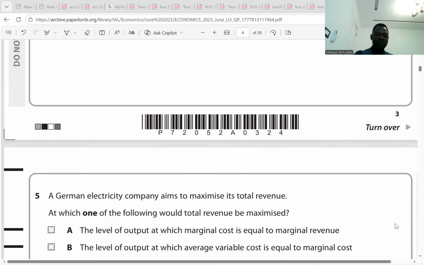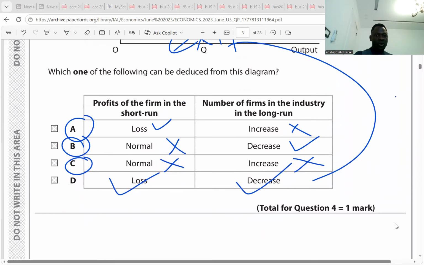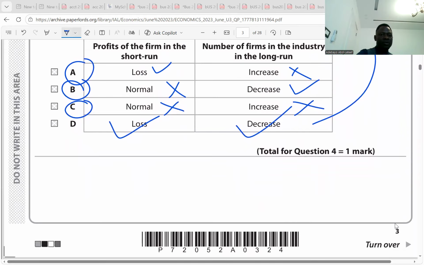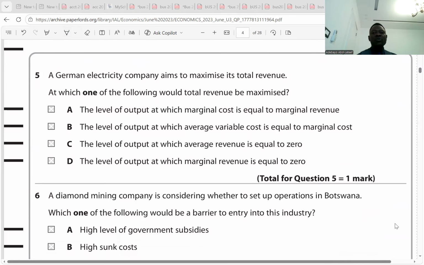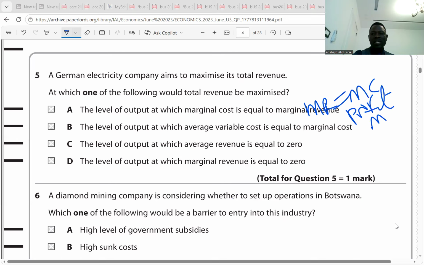So we'll go to question 5. For question 4, it's D. The German electricity company aims to maximize its total revenue. At which of the following would total revenue be maximized? A: the level of output at which MC equals MR, that is the profit maximizing level of output.